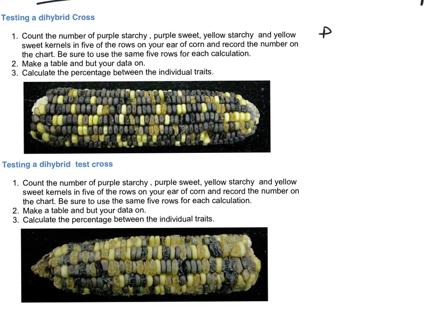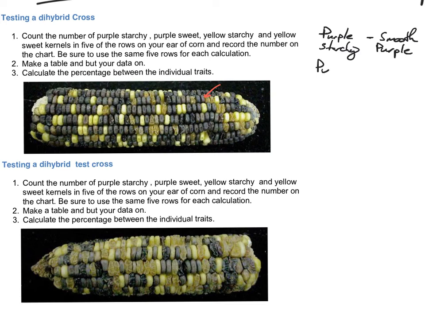Let's not use letters because this might get confusing. Purple starchy is going to be what? Let's say that purple starchy is going to look like this. Let me draw this in red. It's going to be purple, but it's going to be full, like smooth. You see that there? That's going to be purple starchy. Are we good with that? All right, so it's going to be smooth and purple.